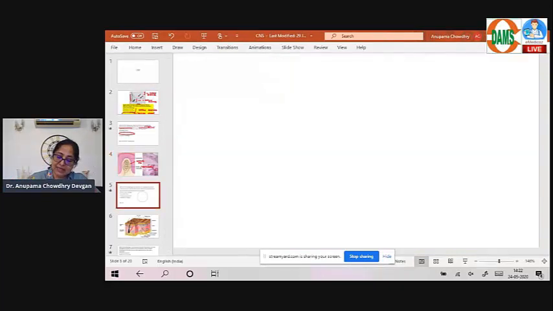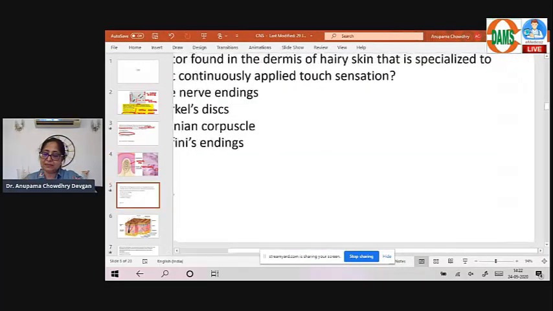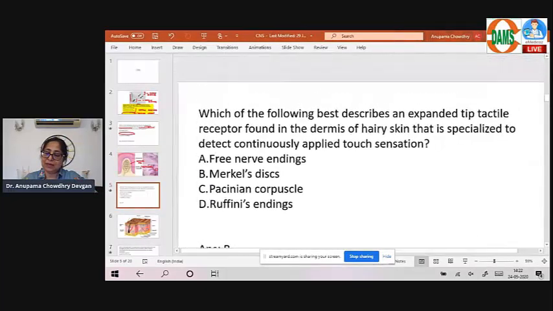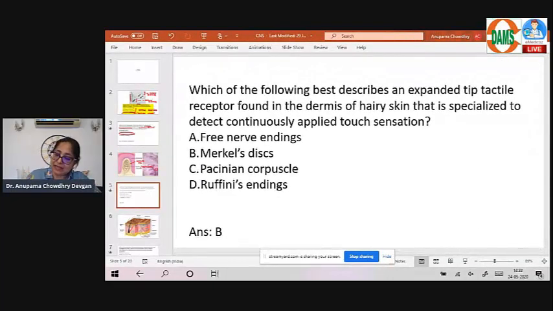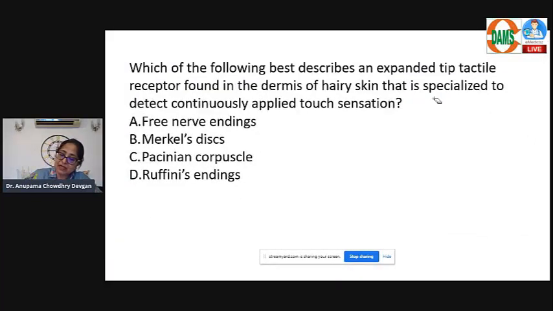Now, next, let's have a look at this question. Which of the following best describes an expanded tactile receptor found in the dermis of hairy skin that is specialized to detect continuously applied touch sensation? This is going to be the Merkel's discs.